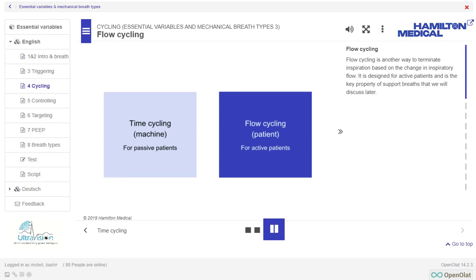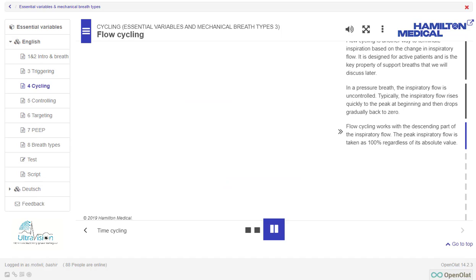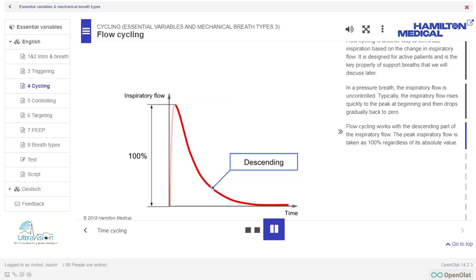Flow cycling. Flow cycling is another way to terminate inspiration based on the change in inspiratory flow. It is designed for active patients and is the key property of support breaths that we will discuss later. In a pressure breath, the inspiratory flow is uncontrolled. Typically, the inspiratory flow rises quickly to the peak at the beginning and then drops gradually back to zero. Flow cycling works with the descending part of the inspiratory flow.